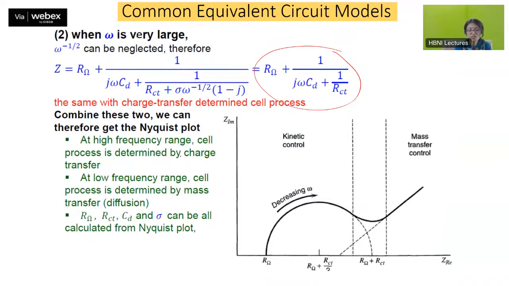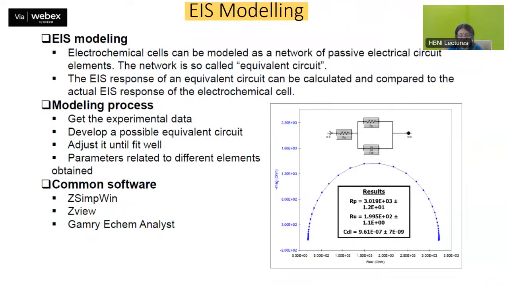At high frequency range, the cell process is determined by charge transfer. At high frequency, in this region, it is all charge transfer. At the low frequency range, the cell process is determined by mass transfer or diffusion, as is shown over here. And this R omega, R charge transfer, all your capacitance values and sigma can all be calculated from the Nyquist plot. So you are getting an idea of all the different processes taking place in the cell, in situ, the dynamic processes in the cell.